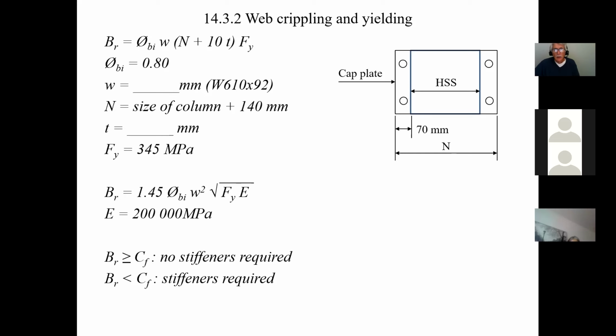So now, nobody asked me a question: in the event that BR is less than CF, how do you design the stiffeners? Aren't they like the base plate? I'm not sure, actually. Okay, but first of all, you have to remember something. This is what's happening. Here is my beam. Here's my cap plate. Here's my column.